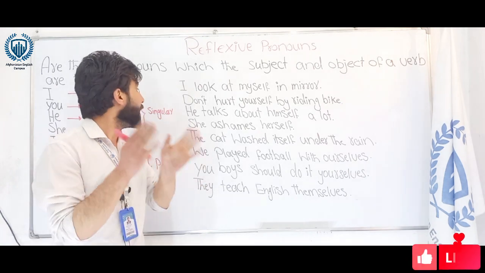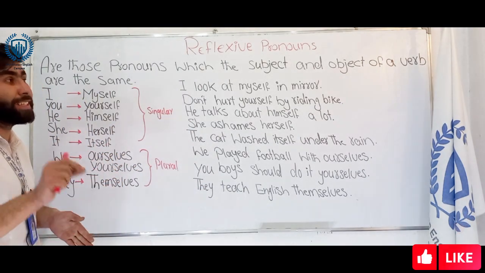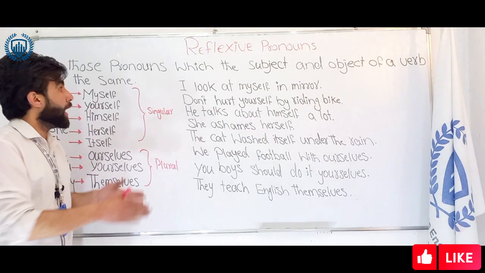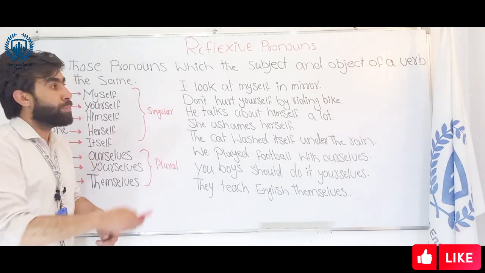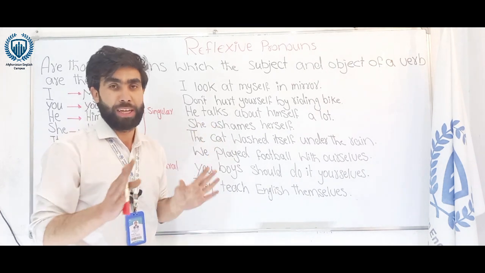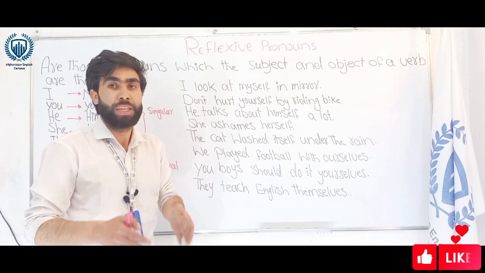And this one is: those pronouns in which the subject and the object of a verb are the same. میگه ضمایر هستند که فاعل و مفعول verb یا فعل یکسان هستند که هم انجام دهنده و هم گیرندهشان یکسان هستند.